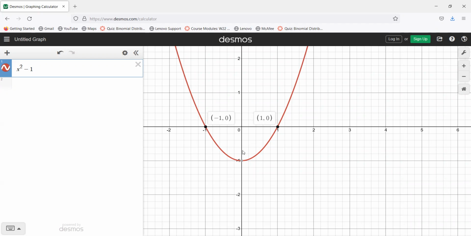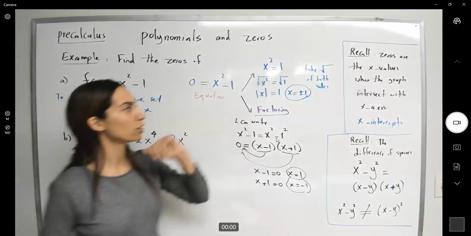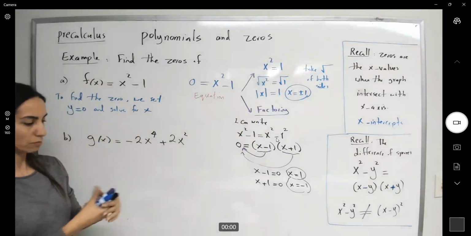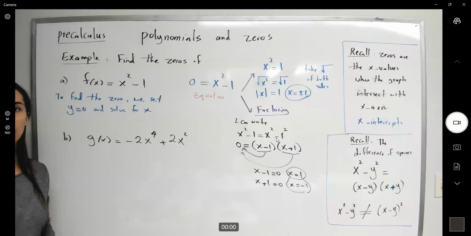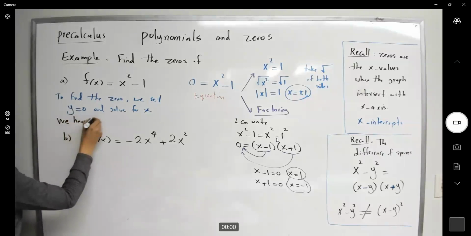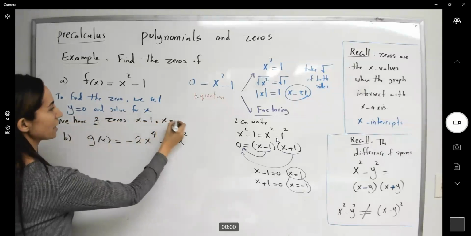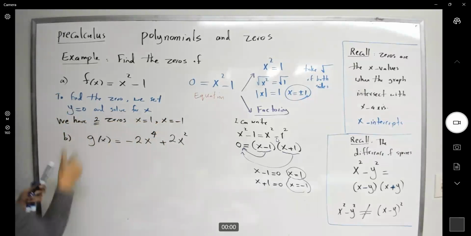Always check the graph. After you do the algebra, make sure your graph matches the algebra that you did. The algebra shows x is plus minus 1. I have 2 zeros. I just checked Desmos. It verified that my answers are correct. We have 2 zeros, x equals 1 and x equals minus 1. So I'm done with part A. Let us move on to part B.